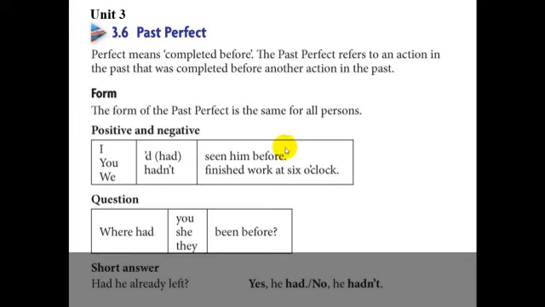Now I'll talk about past perfect. While the word perfect means completed before, the past perfect refers to an action in the past that was completed before another action in the past. The form for all past perfect structures is the same for all persons, first, second, and third. So the auxiliary verb is always had, and in the question we use had with the question and with the short answer as well, as you can see in the examples shown in this slide.